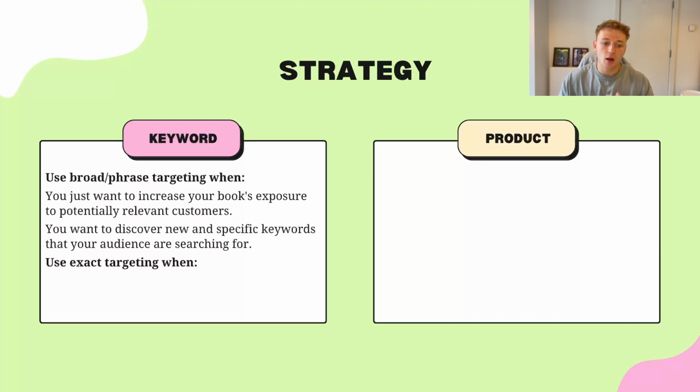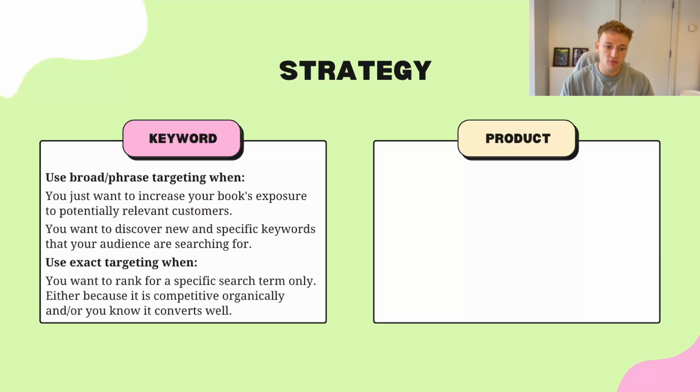On the flip side then, I would use exact targeting when you want to rank for a specific search term only. You're not worried about finding any new keywords. You just want to specifically double down on a keyword that you know converts well to sales. So either because it's competitive organically and or you know that book converts well.